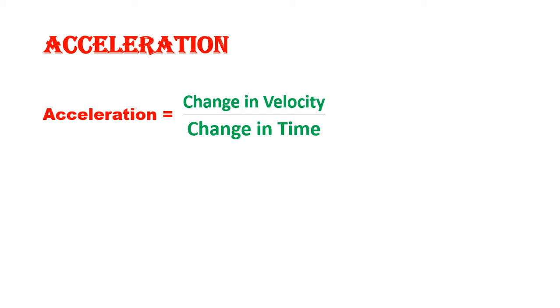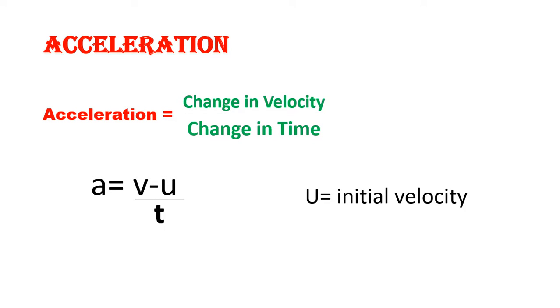As we all know, acceleration is the change in velocity divided by change in time. That is the acceleration. And the mathematical formula of acceleration is a equal to v minus u divided by time t, where u is the initial velocity and v is the final velocity.